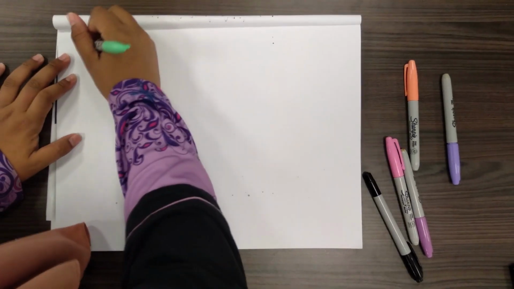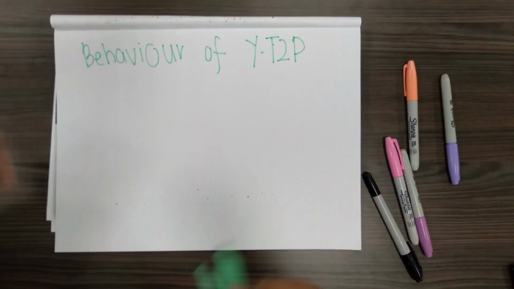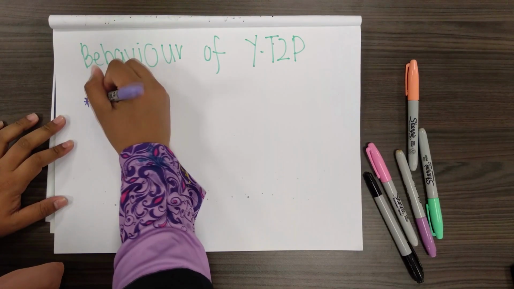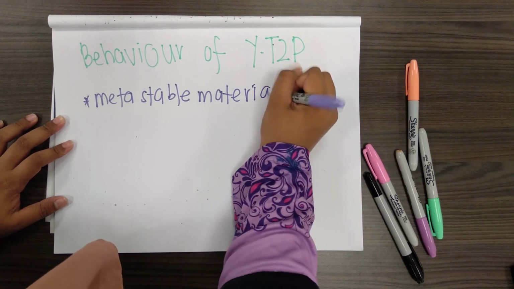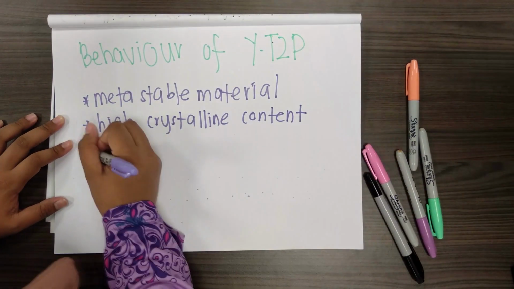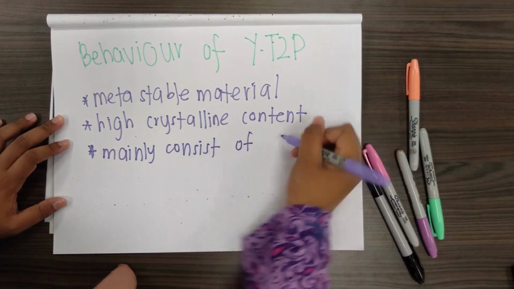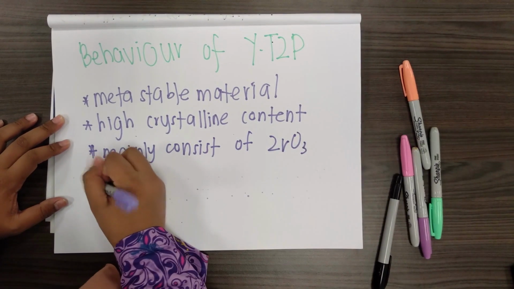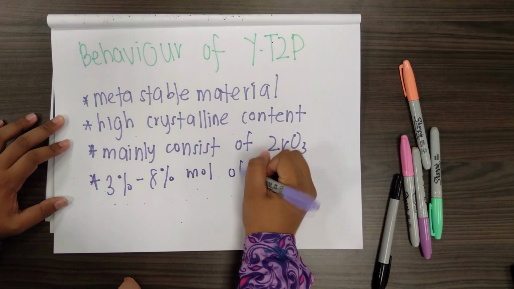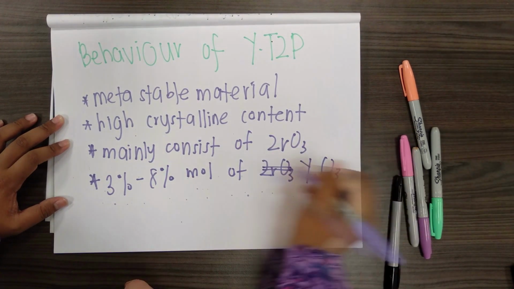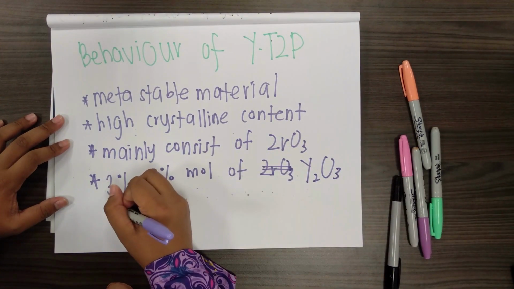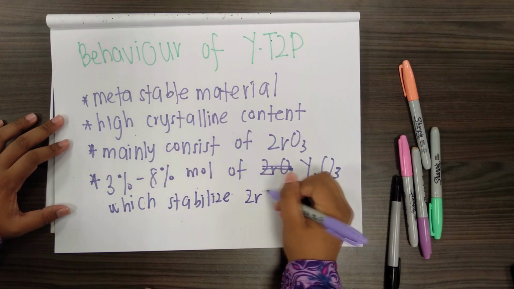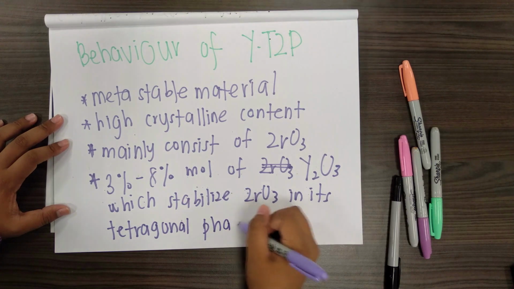Next, we will discuss the behavior of Y-TZP. The behavior of Y-TZP is a metastable material with high crystalline content, and it mainly consists of zirconia, and it has 3% to 8% mole of yttria, which is Y2O3, as a stabilizer, which stabilizes zirconia in its tetragonal phase.